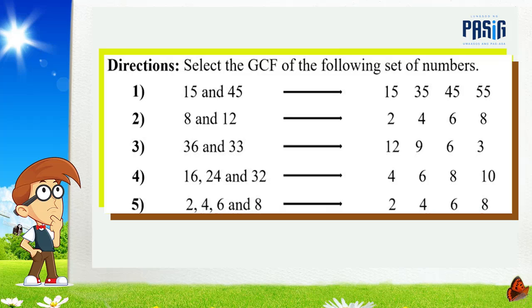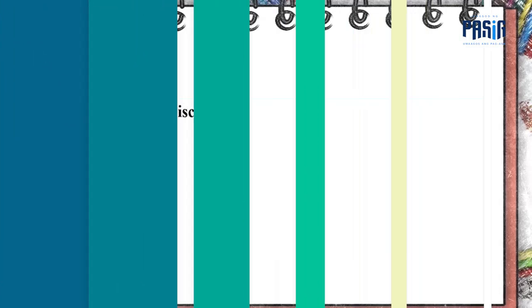Last, number 5, we have 2, 4, 6, and 8. Is it 2, 4, 6, or 8? Time is up and the answer is 2. Did you get all the correct answers? That means you learned from your previous lessons. Now we move on to our discussion.